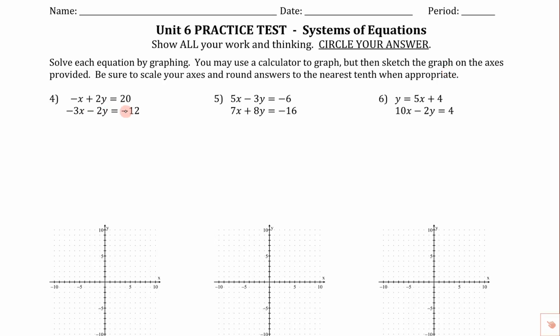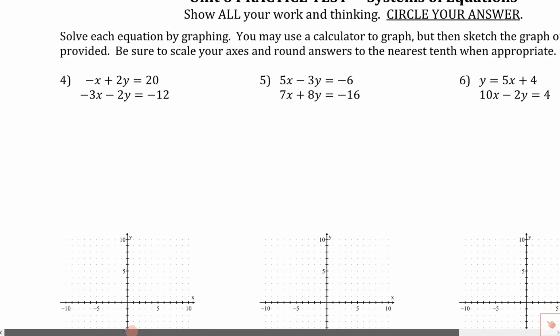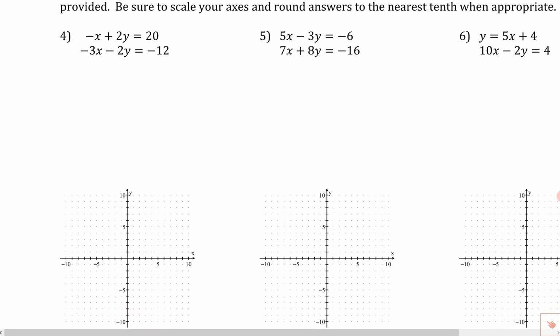On number 4, the first thing we're going to do is move this around. So I'm going to make that a little bit bigger, so I've got some space to work here. And let's see, we're going to add x. So I get 2y equals x plus 20. We're going to divide every term on both sides by 2, so we get y equals 1/2 x plus 10.